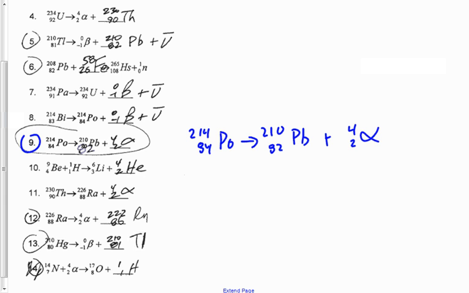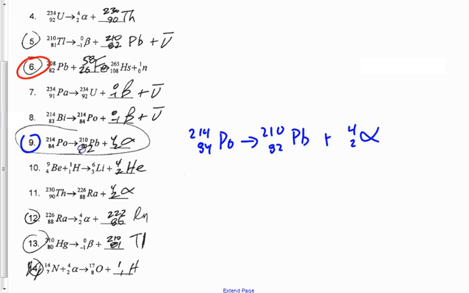Besides number 9, which clearly there was a mistake on. If you looked at number 9 on your sheet, it said 214,84 polonium goes to 210,80 lead. Well, lead's not 80, lead is 82. So if we change it to what it should be, not what I said on the sheet, we're going to say the remaining is 4,2 alpha. Okay?